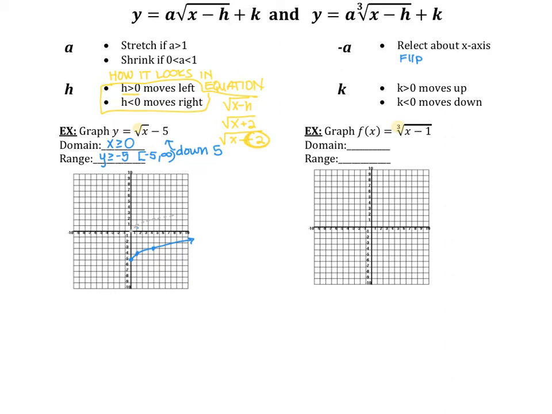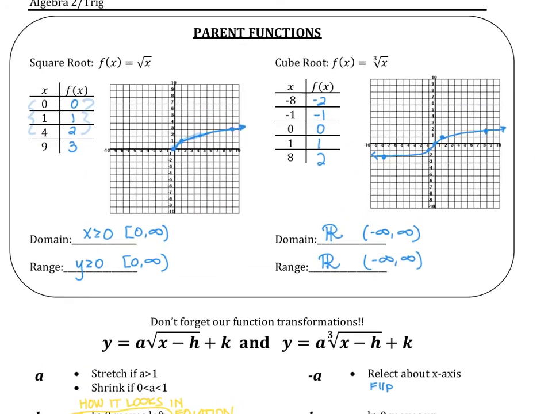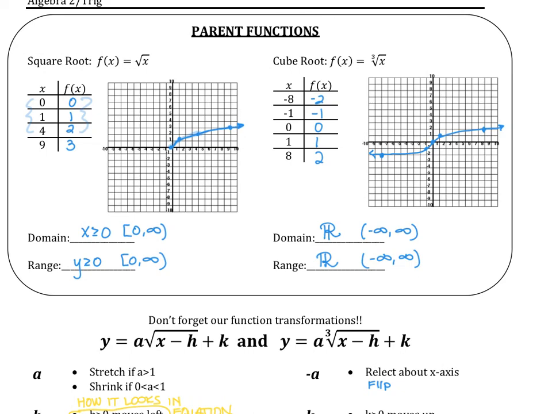The parent function I'm using is 0, 0, 1, 1, 8, 2, -1, -1, and -8, -2. So my parent function is that cube root function that we graphed up above. Remember, all of this is the parent function that I'm using. Right in here.